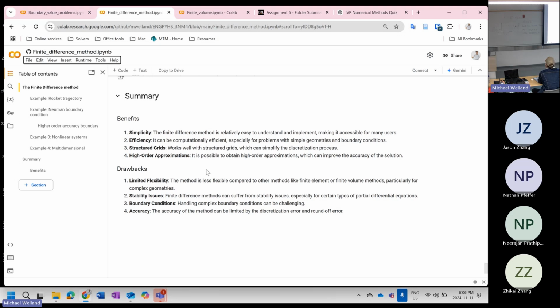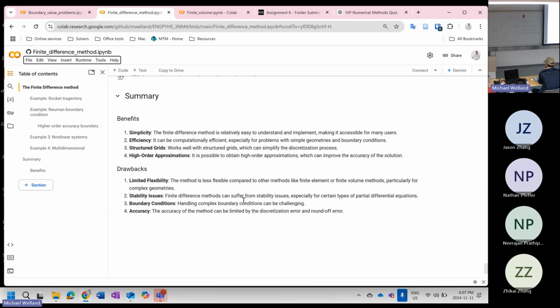Okay, finite difference. Depending on your geometries, you can do your approximations very efficiently because you use those balances to cancel out the errors. Works well with structured grids, higher order approximations, but pretty limited flexibility. The accuracy can be limited by round off error and things like that. Then you have boundary conditions.